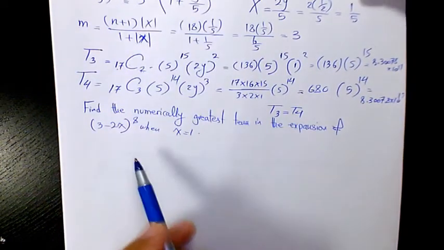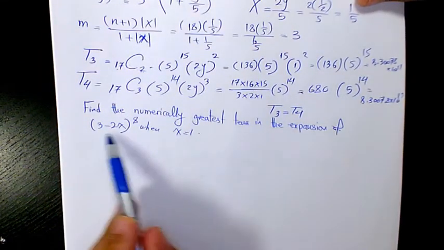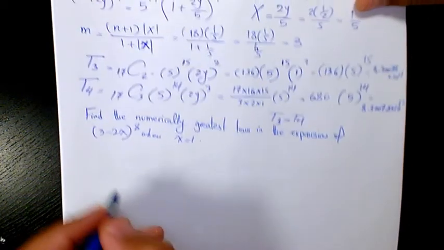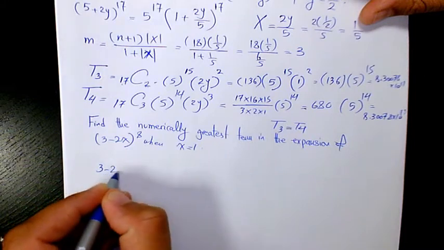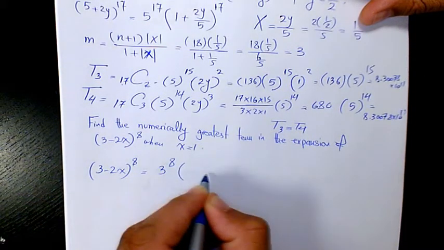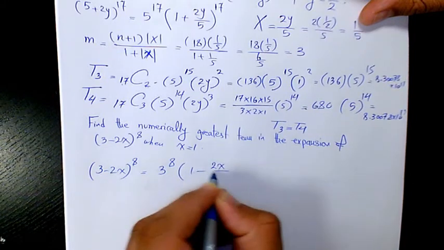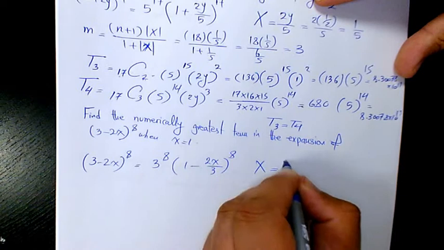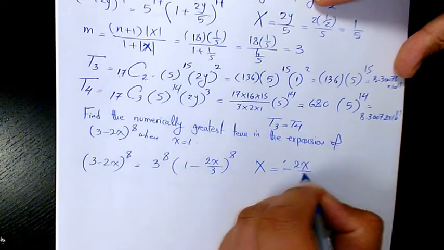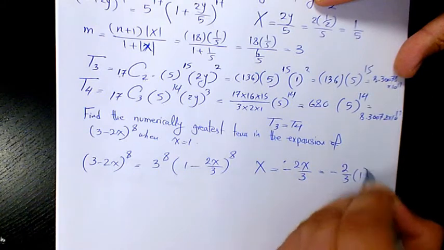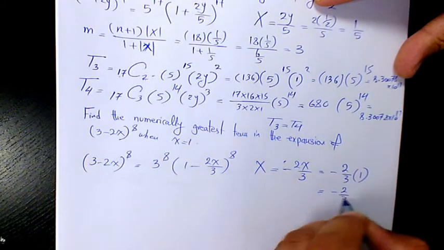Now next example, it says find the numerically greatest term in the expansion of 3 minus 2x to the power of 8 when x is 1. So 3 minus 2x to the power of 8 is going to be 3 to the power of 8 times 1 minus 2x over 3 to the power of 8. So capital X is going to be negative 2x over 3. With x as 1, that's negative 2 over 3.